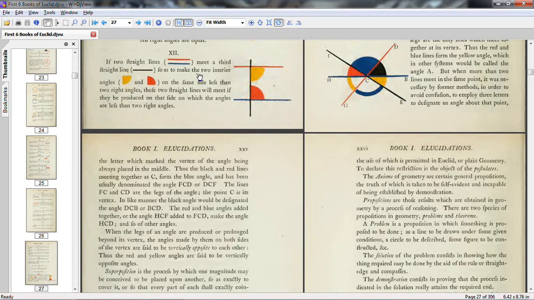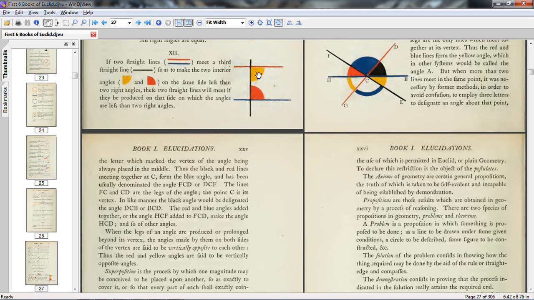If two straight lines meet a third line, so as to make the two interior angles, these two, on the same side, less than 2 right angles, these two straight lines will meet if they be produced on that side on which the angles are less than 2 right angles. Got it? And it's amazing I'm able to read these things with the funny S's. I'm getting better at it.